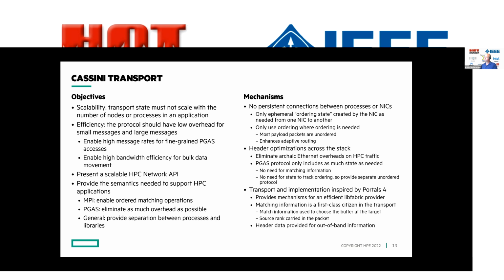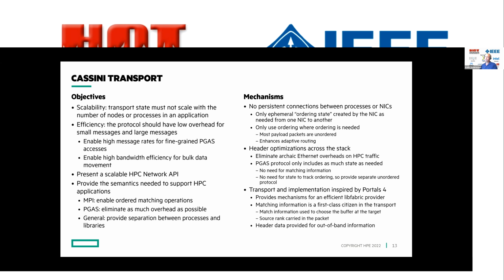And so what do we do for that? Well, we didn't create any persistent connection state. So applications don't create connections. Processes don't create connections. NICs don't have connections per se that persist. So there's not a step where the job starts and creates connections to all the peer NICs. There's only ephemeral ordering state that's created as a NIC needs it that runs NIC to NIC. So any two processes can share that ordering state. And then it goes away when there's no longer traffic flowing between those NICs.